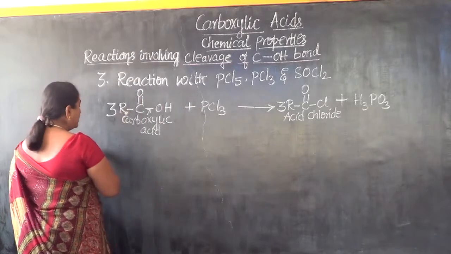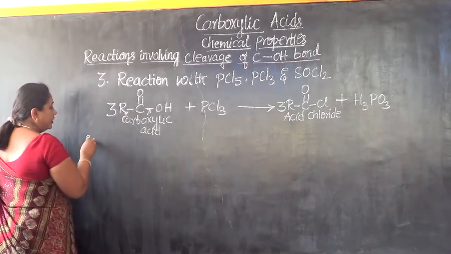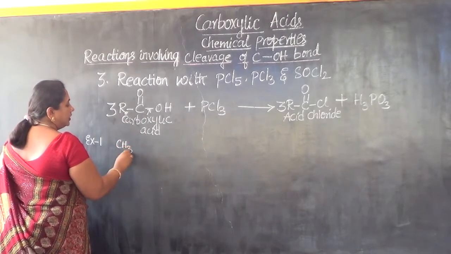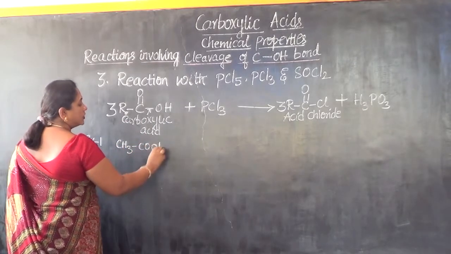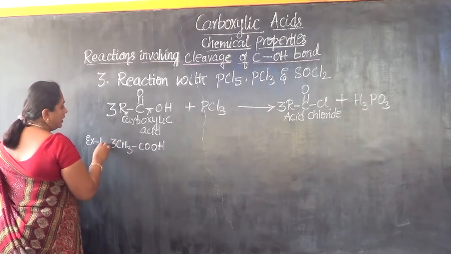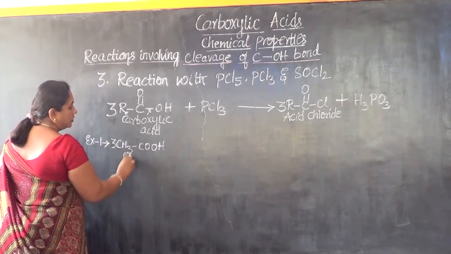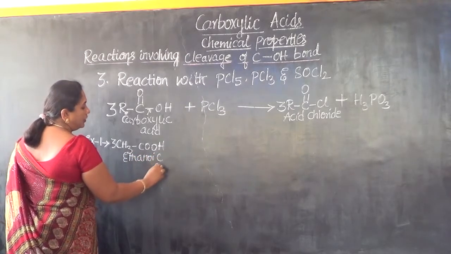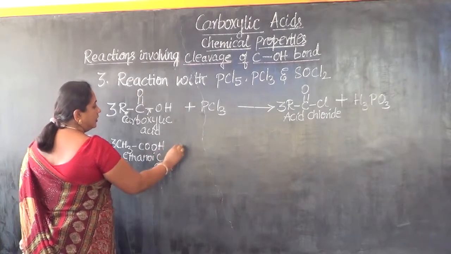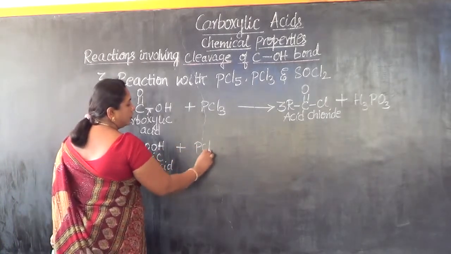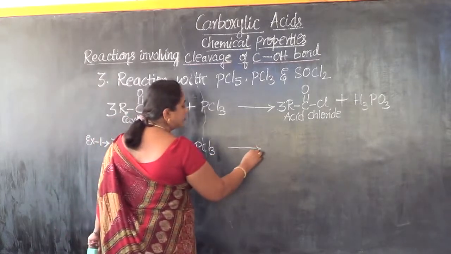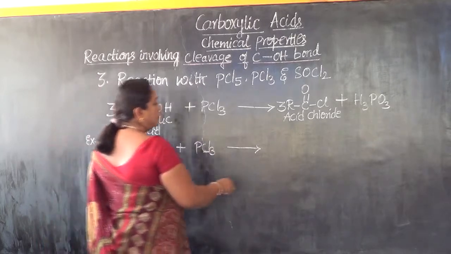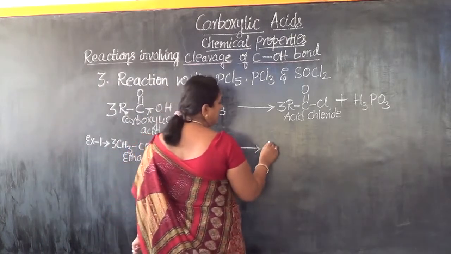Now let us learn with an example. The first example, let me replace R with CH3. CH3COOH, 3 molecules of that. So the compound under consideration is ethanoic acid, which is combining with phosphorus trichloride. Now this OH is substituted by Cl.